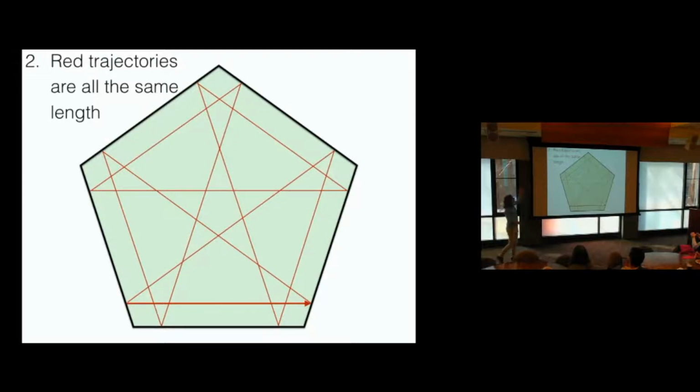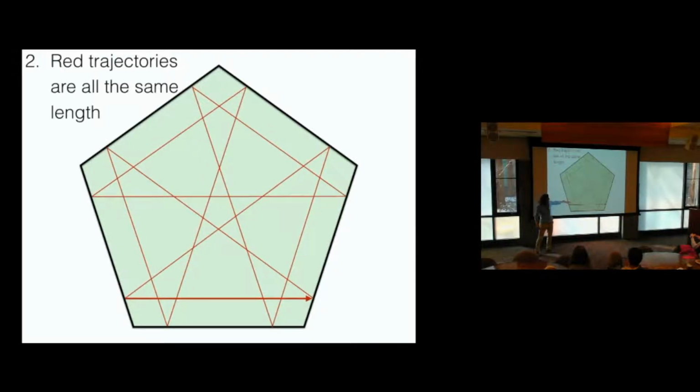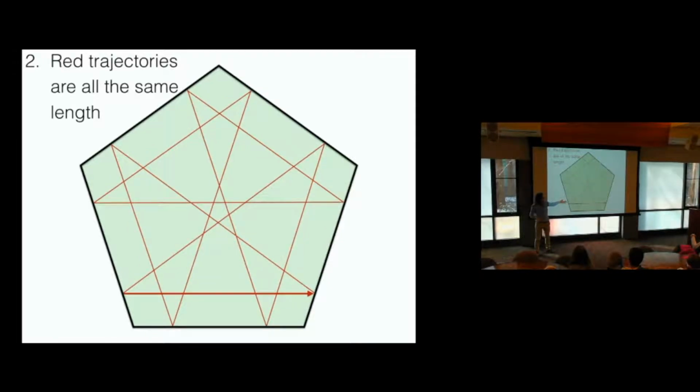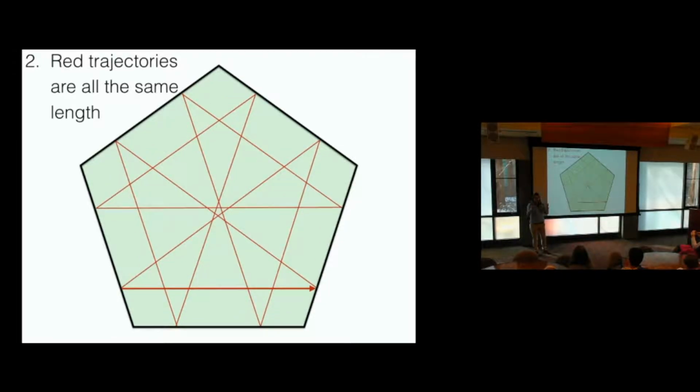Now, all the red trajectories are the same length. The way I like to think about this is that the pentagon is like a wire. Imagine that the pentagon is a wire frame, and the red trajectory is like a ribbon that you've wrapped around it. Then if we go from this path to the next one, you're just sliding the ribbon up and adjusting everything. And everything just slides up nicely. So all of these ribbons are the same length.